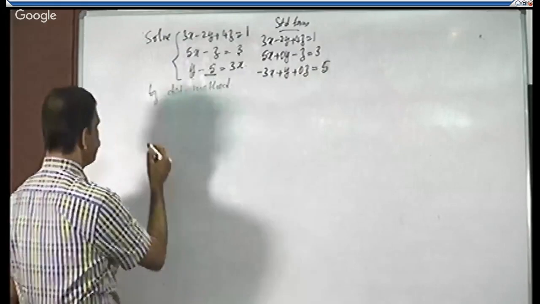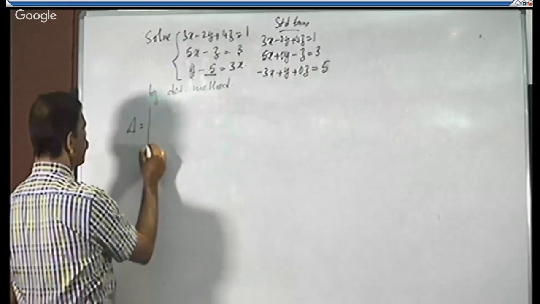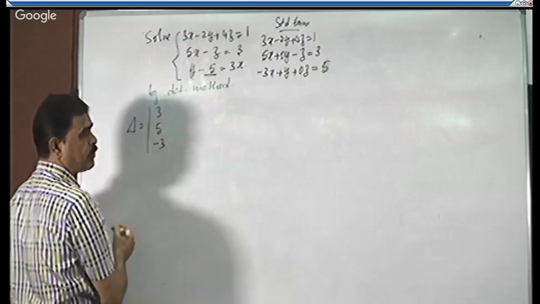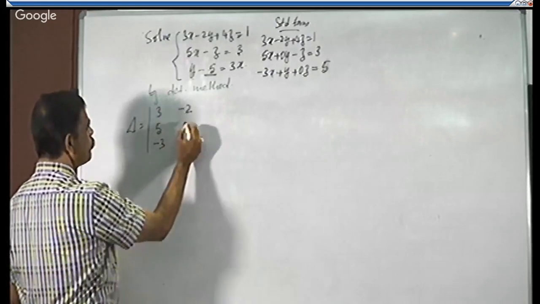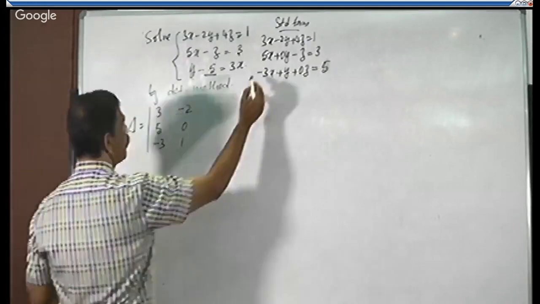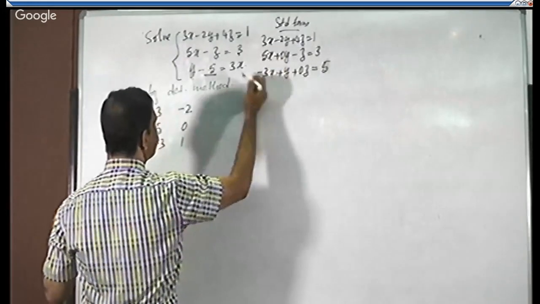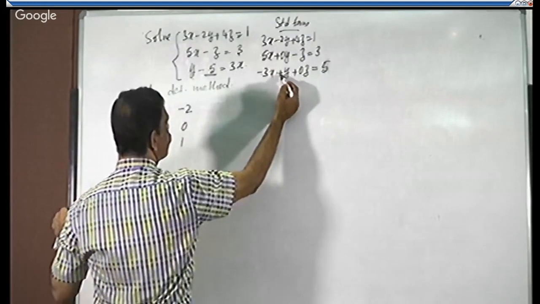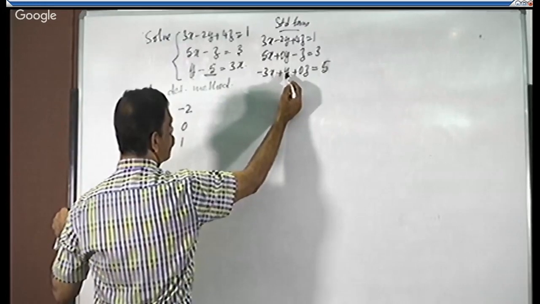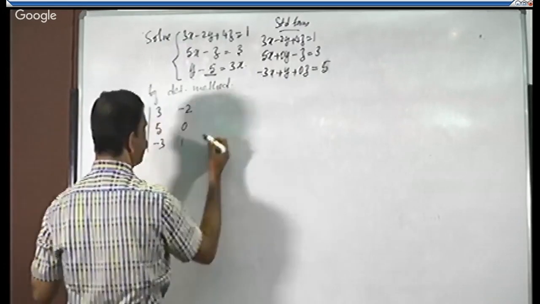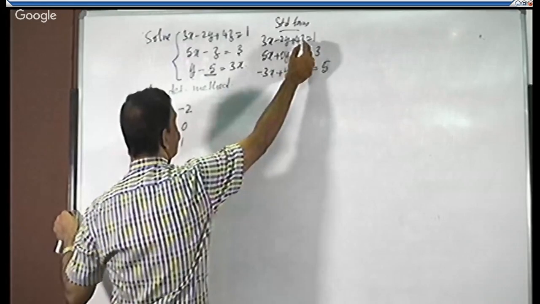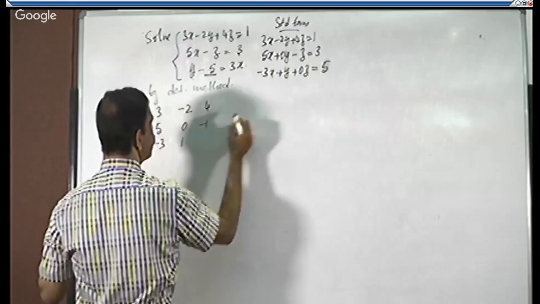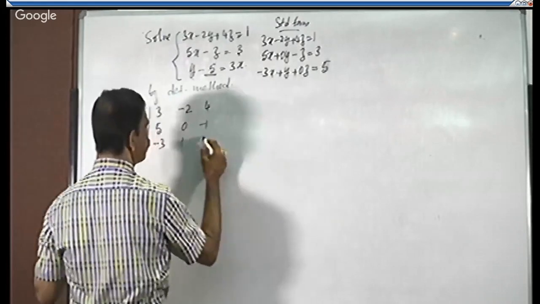Then write the determinants. Delta is equal to 3, 5, minus 3 as the x coefficients; y coefficients are minus 2, 0, 1; and z coefficients are 4, minus 1, 0. In the second column, the y coefficients are minus 2, 0, and nothing is there in the second equation, which means the coefficient of y is 1. In the third column, 4, the coefficient of z is minus 1. The coefficient of z in the third equation is 0.